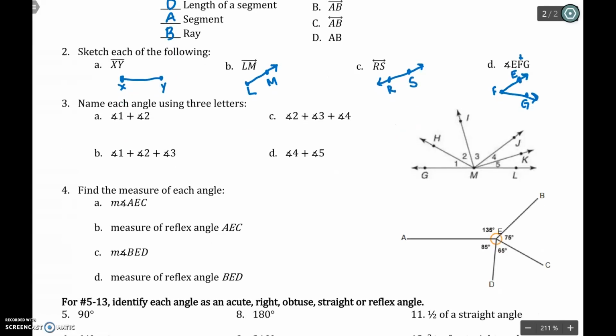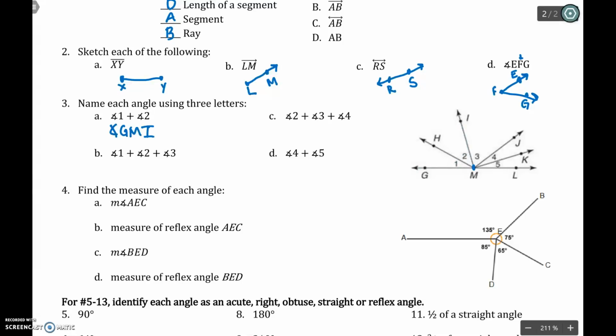Okay. Now, we can combine angles to make larger angles. So if I look at 3A, it says I have angle 1 plus angle 2. And if I were to combine these together into making one corner, it would now end on this ray and on this ray. I would have to contain all of that section. And so now I would name this with 3 letters, putting the M in the middle because that is the vertex. So it would be angle GMI or IMG. It could go both ways.